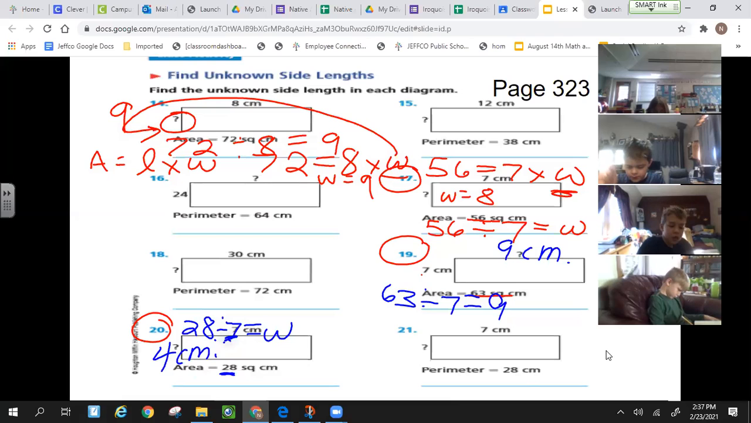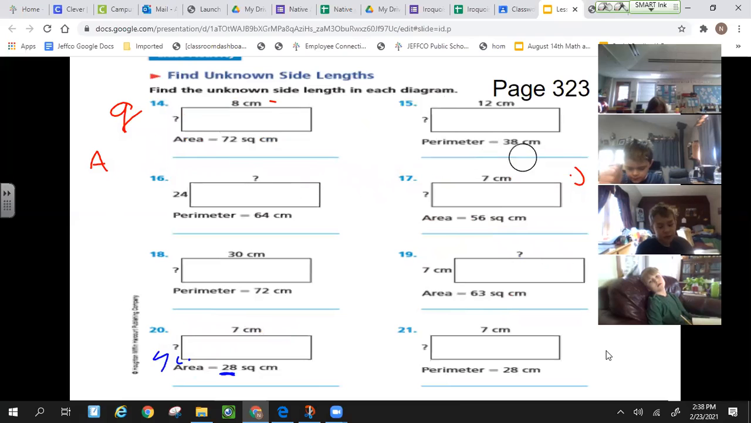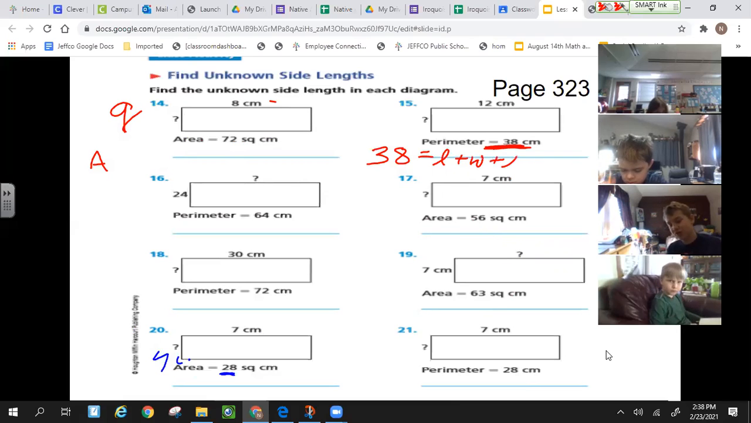So let's look at, now I'm gonna erase all of this because I don't want to confuse you. Now we're gonna look at what happens when we are given the perimeter. If the perimeter is 38, and we know that the perimeter equals the length plus the width plus the length plus the width, how are we gonna figure out that unknown size? Any ideas? Sunny?